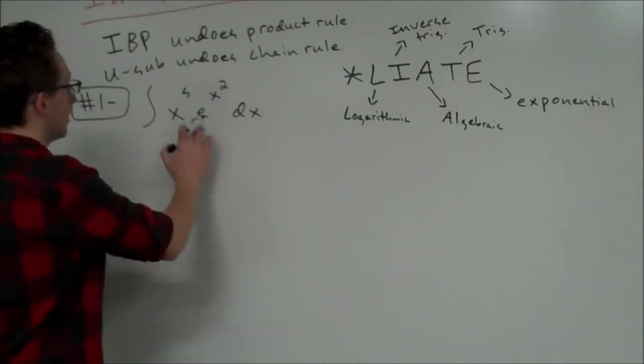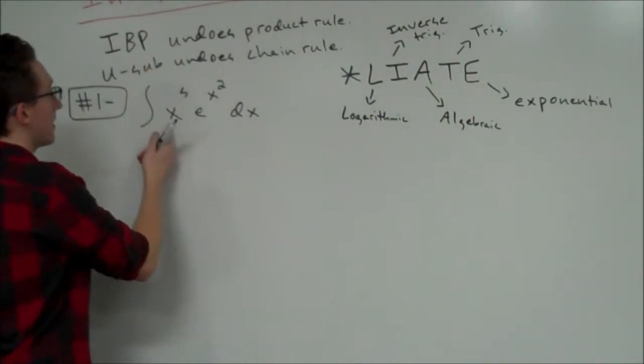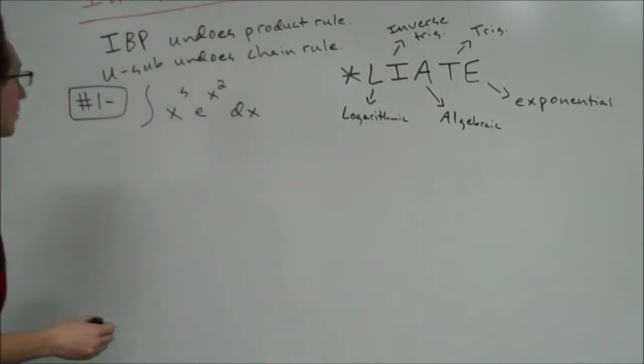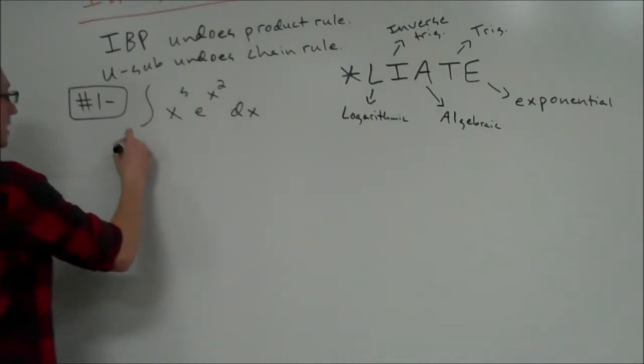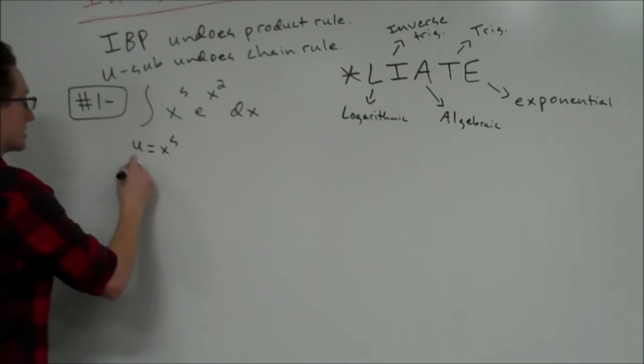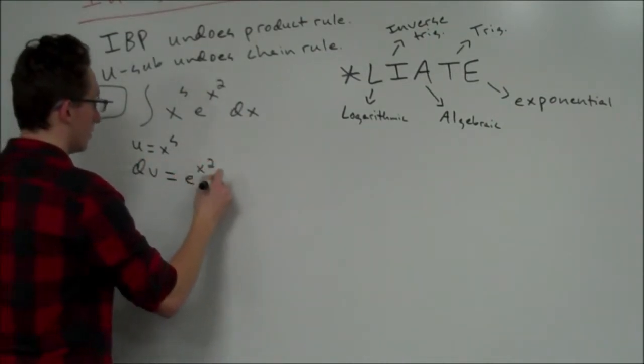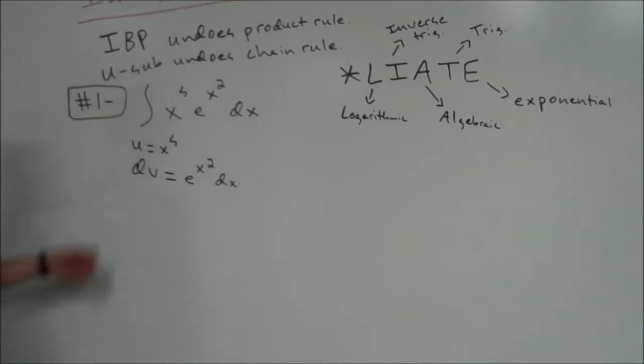Okay, and so here e is an exponential function, that's the very last in our acronym. Here we have an algebraic function, x to the fifth power. So that's what I'm going to choose for u. But here's the problem. If I just say u equals x to the fifth, then what that does is that leaves e to the x squared as my dv. And in order to find v, I'm going to need to integrate this function. But looking at that, that is not going to be easy to do. It's not going to be possible with u sub.